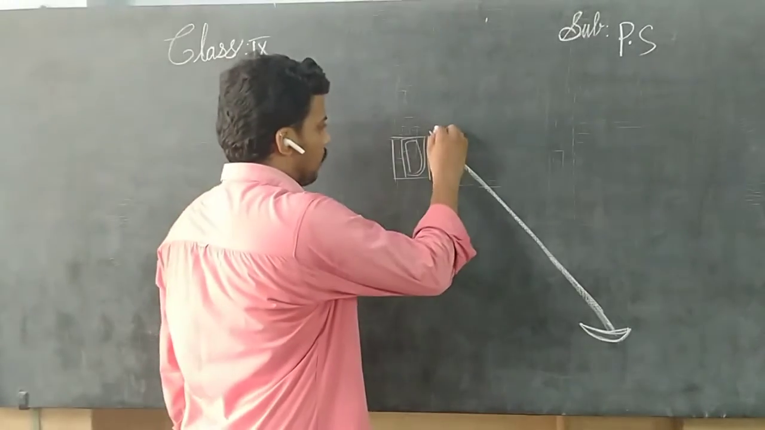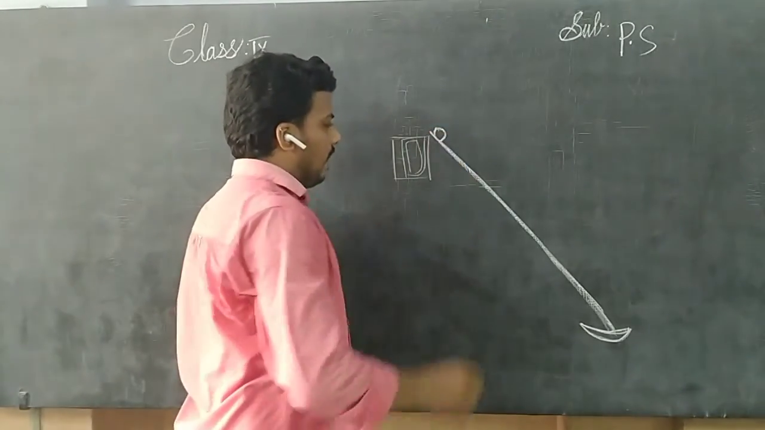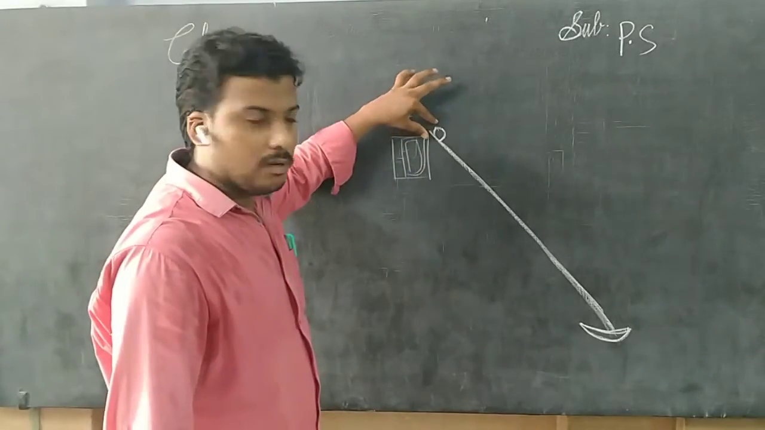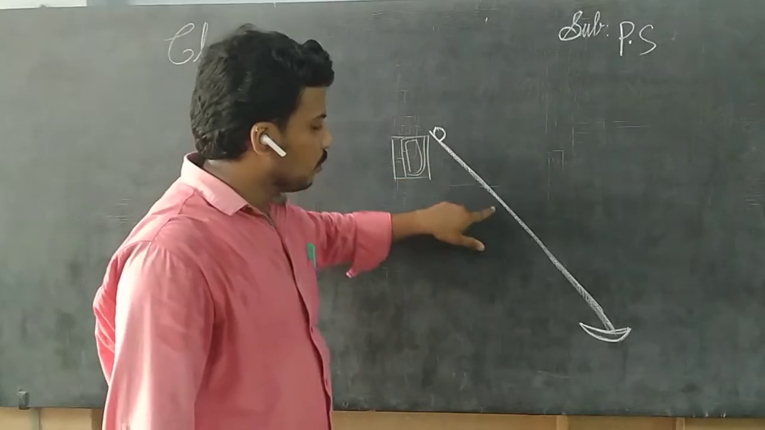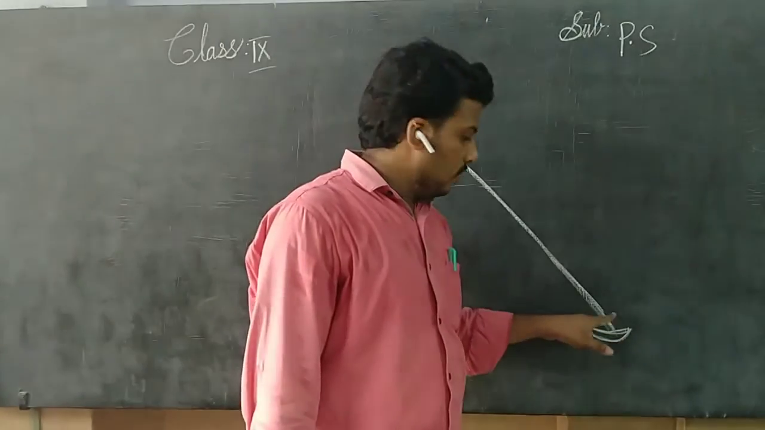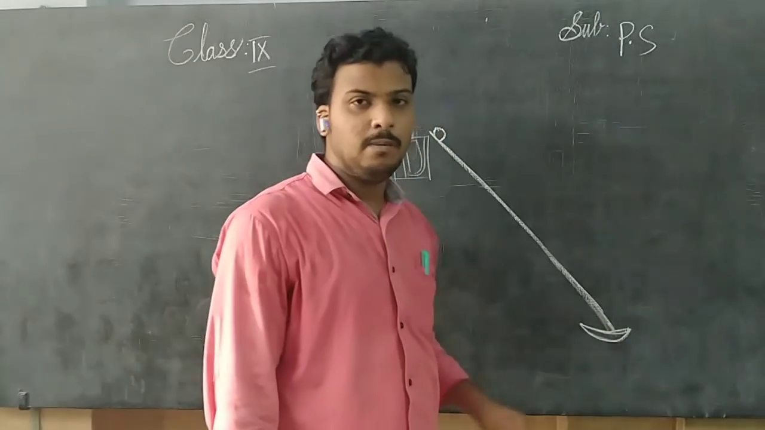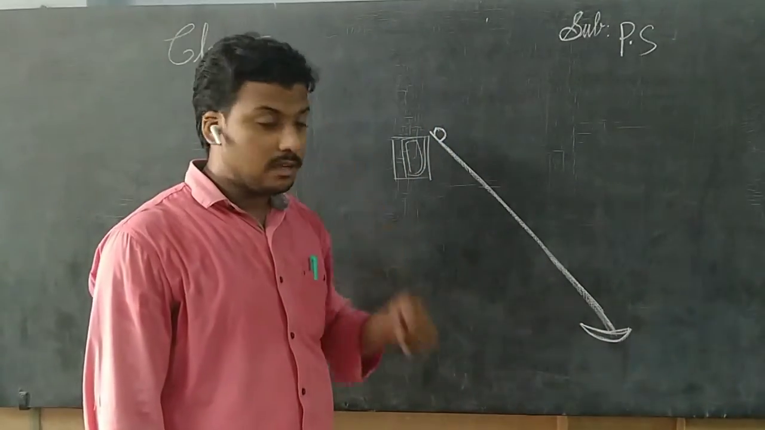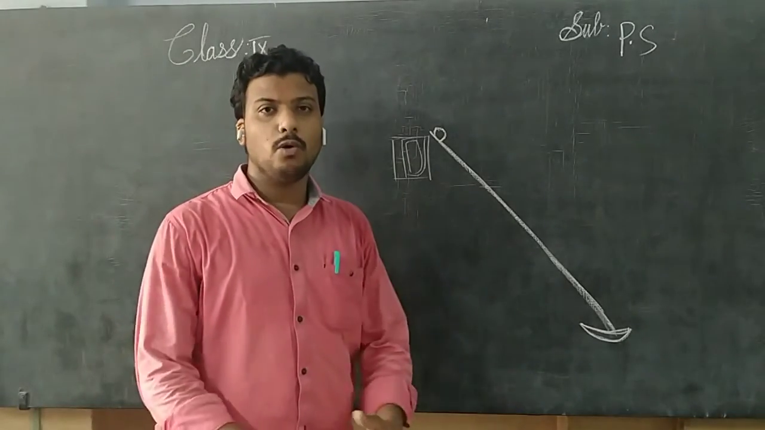I place a glass marble here, and I release the glass marble in the track. Then what happens? It moves, comes to the bottom of the tube and strikes the steel plate. When it strikes the steel plate, what will happen? The sound is produced.